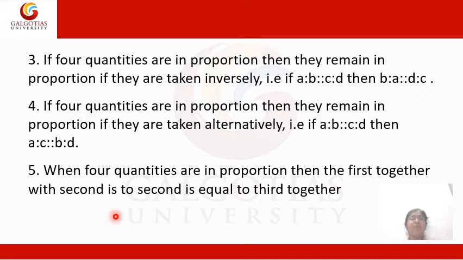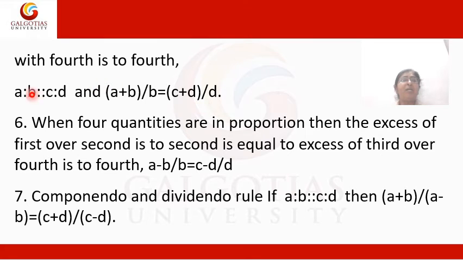Next is, when four quantities are in proportion, then the first together with the second is to the second as the third together with the fourth is to the fourth. That is, A is to B proportion C is to D, and A plus B by B is equal to C plus D by D.